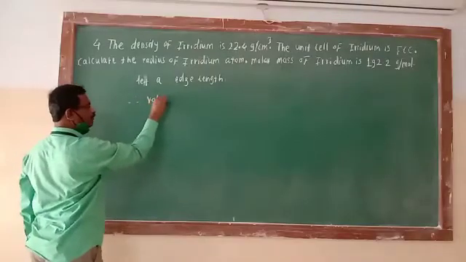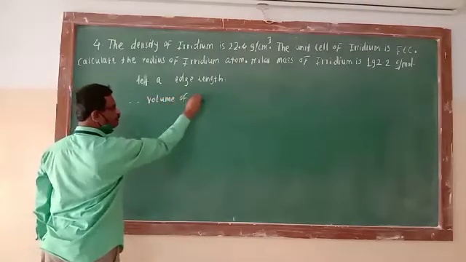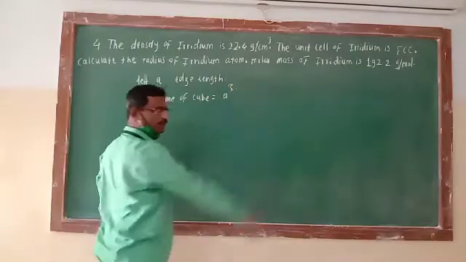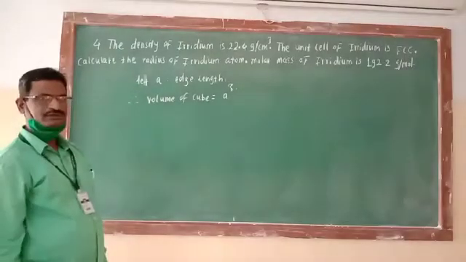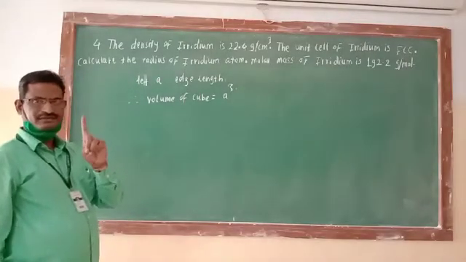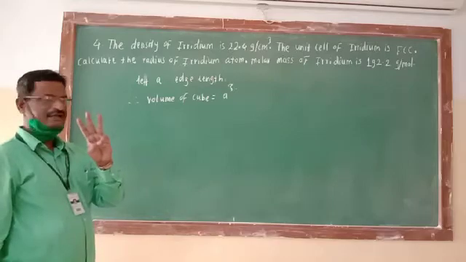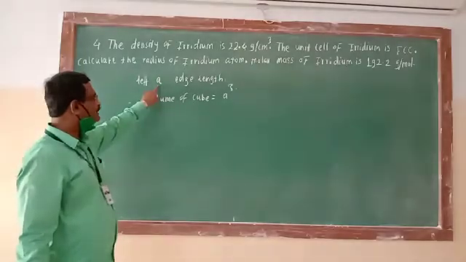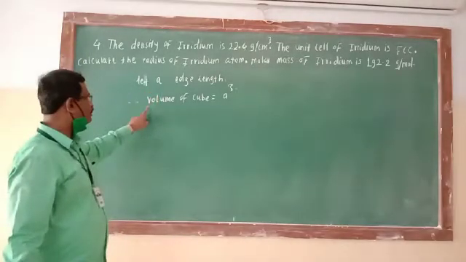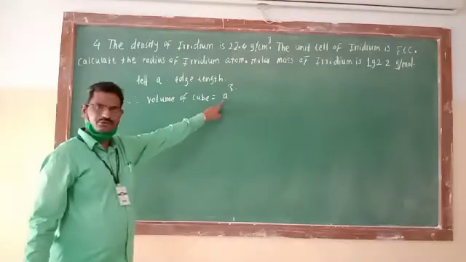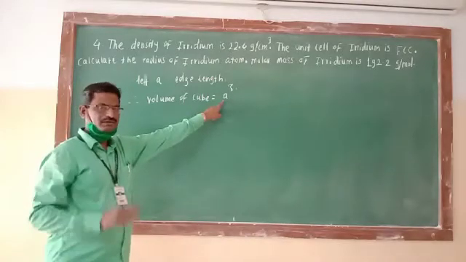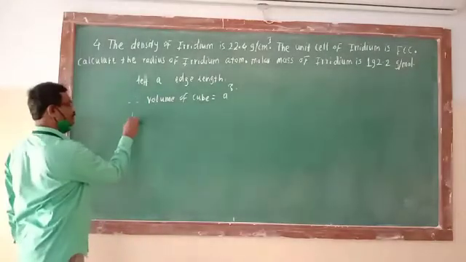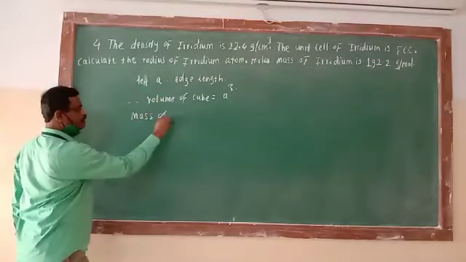therefore volume of cube will be equal to A cube, because we know for the cube three sides, length, width and height are same. They are termed as edge, and A is the edge length. Therefore volume of the cube will be equal to A cube. Further, we have to calculate the mass of unit cell.